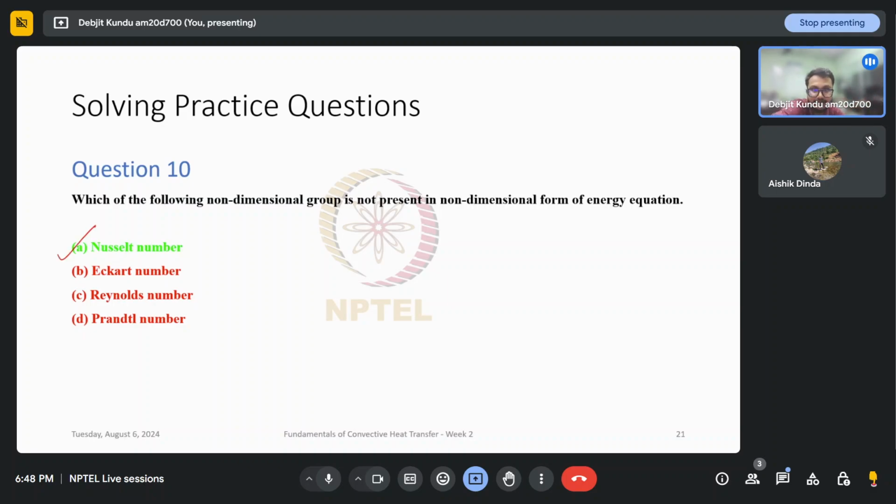So I'm not deriving this. We could derive the non-dimensional form from the dimensional form and show that the other three non-dimensional groups show up there, but the Nusselt number doesn't show up. Is that okay?